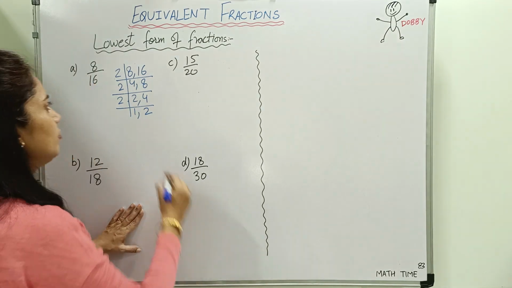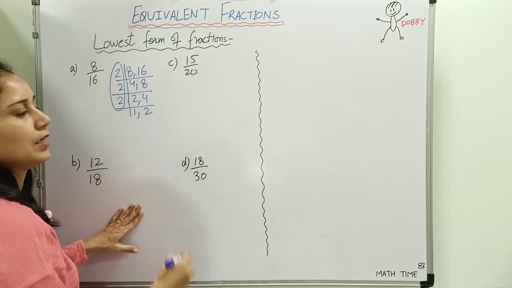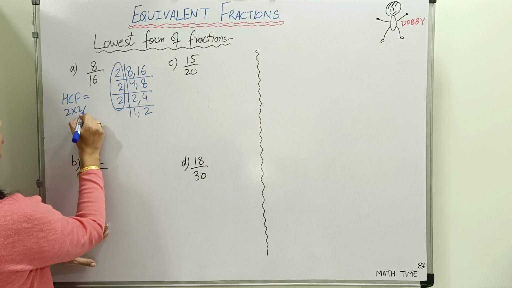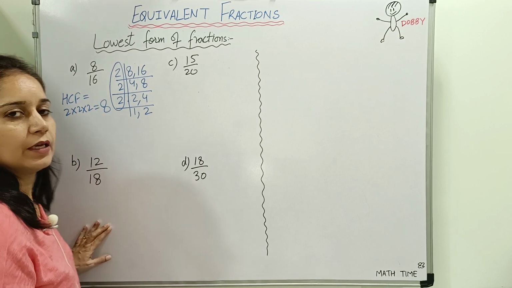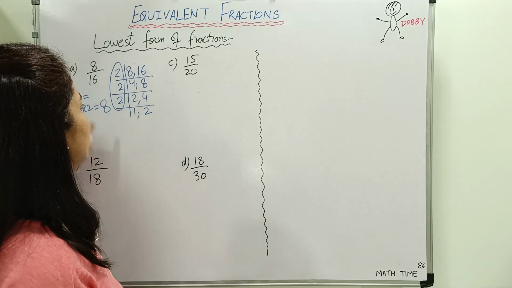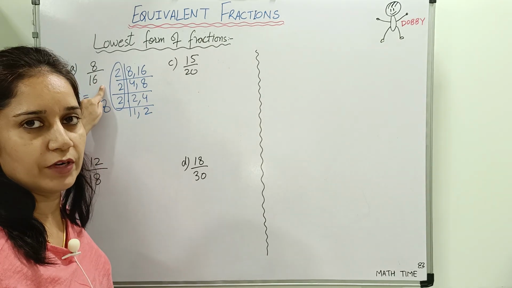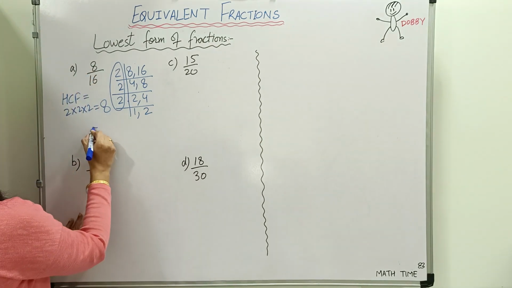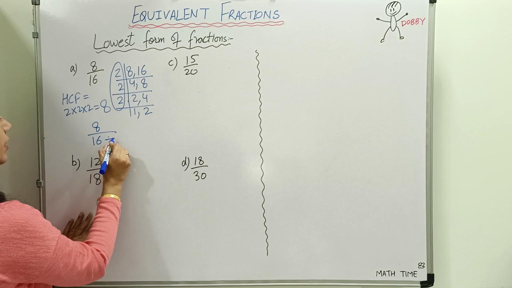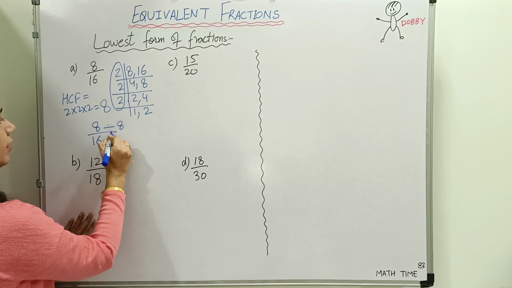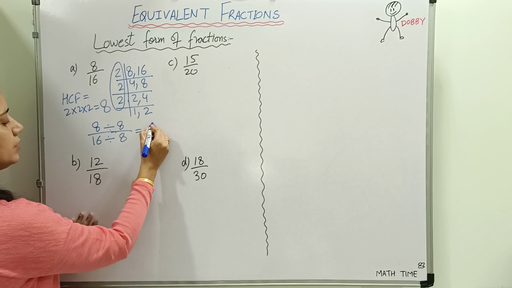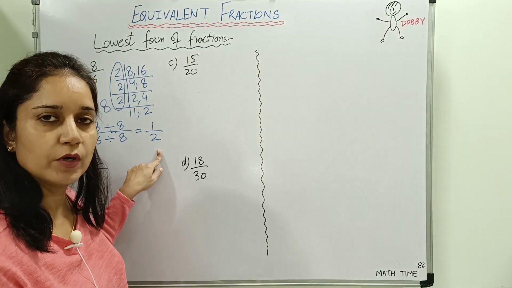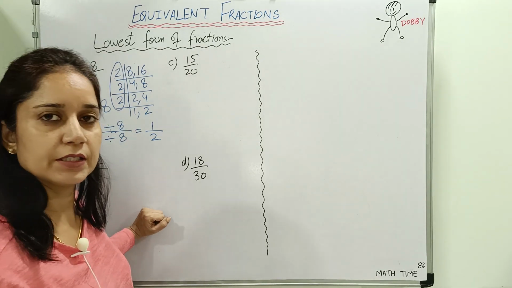So what is the HCF? For HCF we have to take only the standing line numbers. So HCF equals 2 times 2 times 2 equals 8. Now the method says we have to find the lowest form of the given fraction. That means the given fraction we have to divide by HCF. 8 upon 16 is to be divided by the HCF. What is the HCF? 8. So 8 1s are 8, 8 2s are 16. 1 upon 2 is the lowest form of 8 upon 16.